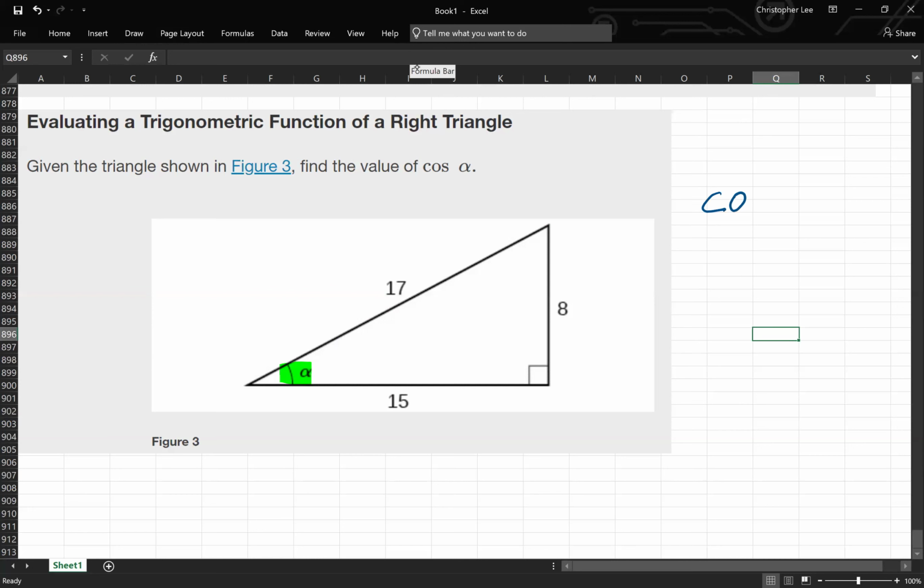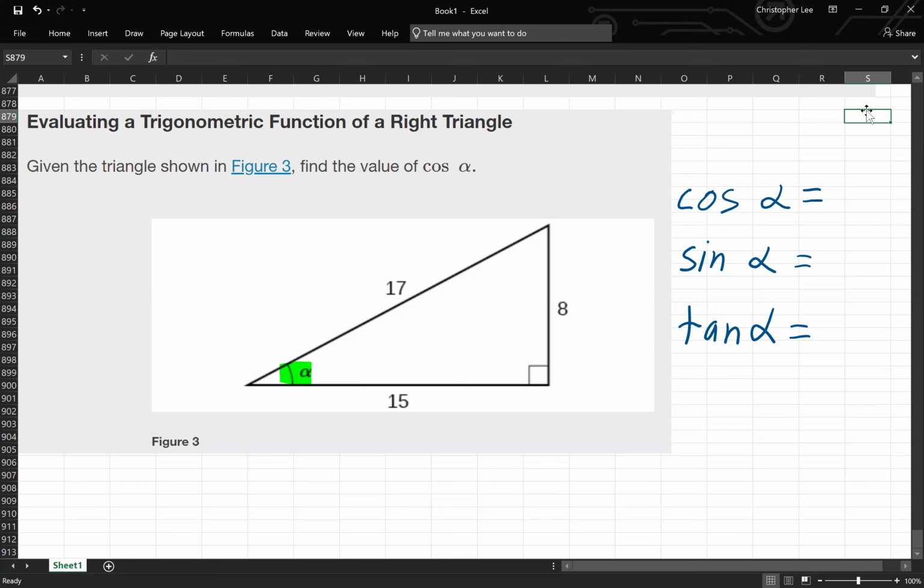They want to know what is cosine of alpha. Hold up, that's not enough space. Let me try that again. They want to know what is cosine of alpha. I also want to know what is sine of alpha. And I want to know what is tangent of alpha. Sorry about that. Let me move that box. There we go.